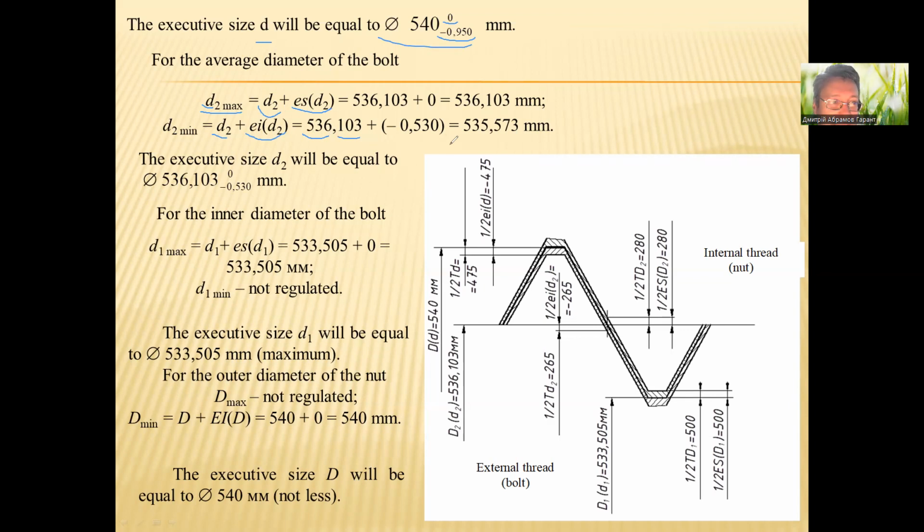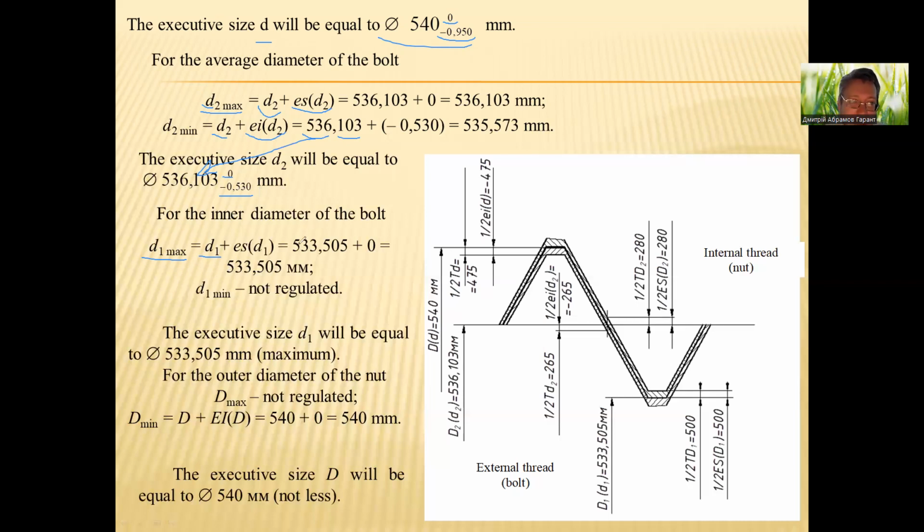The executive size on the average diameter D suffix 2 will be equal to the nominal diameter, 536.103, upper limit deviation 0, lower limit deviation minus 0.530. For the inner diameter of the bolt, D suffix 1 maximum will be equal to D suffix 1 plus ES on the inner diameter D suffix 1.